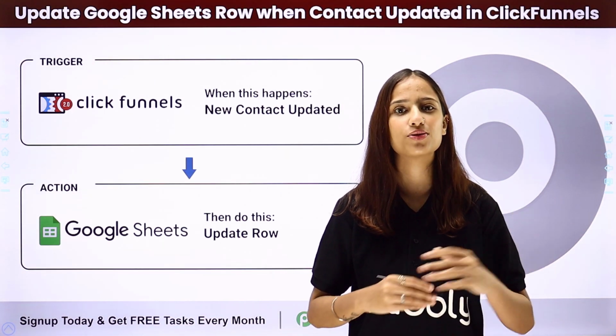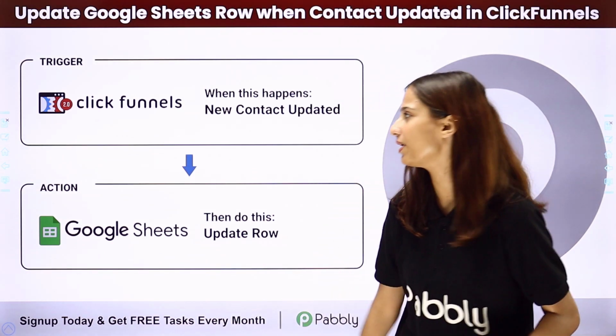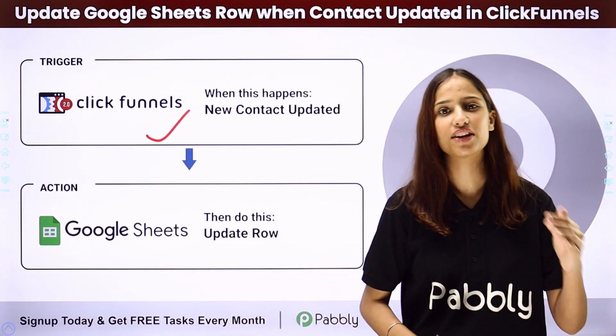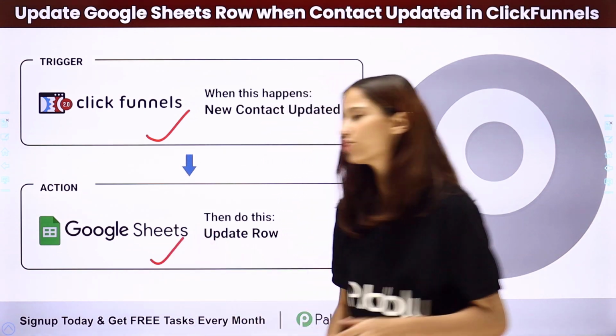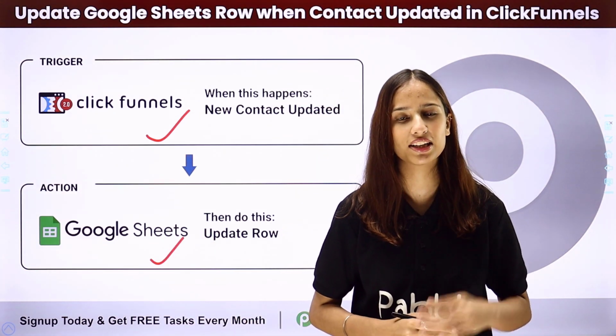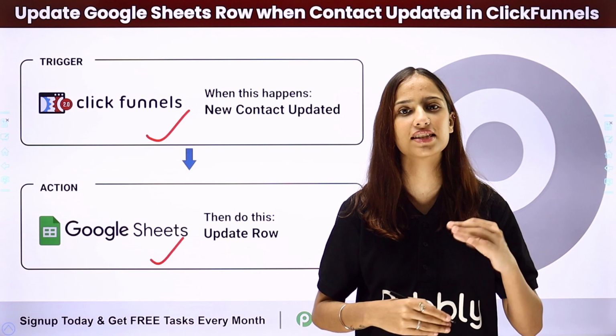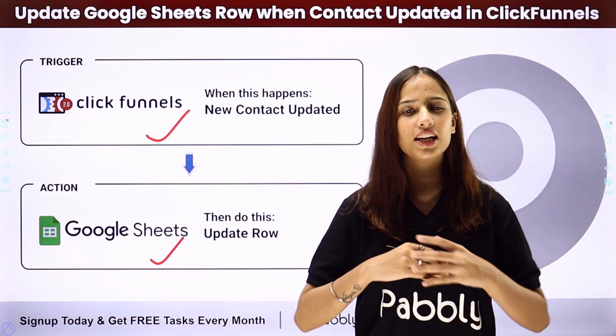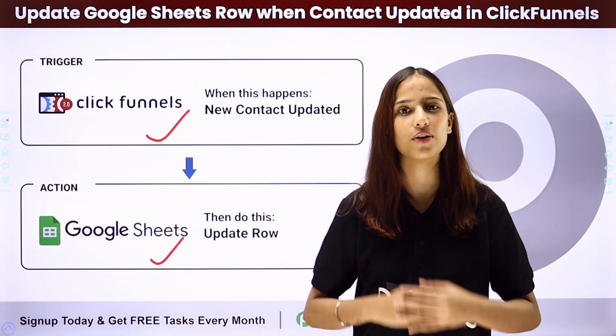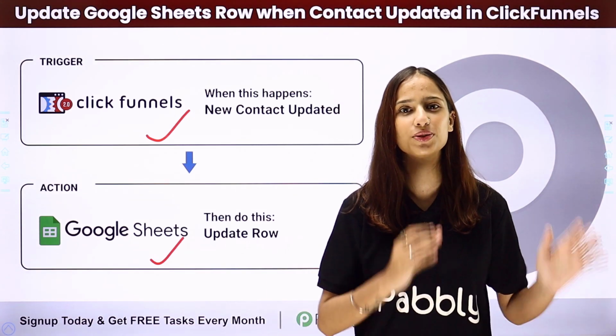For that, I will be using Pabbly Connect, where my trigger application will be ClickFunnels and my action application will be Google Sheets. So now whenever a new contact will be updated in ClickFunnels, then automatically the same updated details will be updated in my Google Sheets. So now to learn how I set up this integration, follow me through the screen.